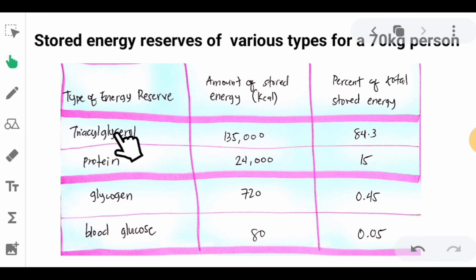That is why the triacylglycerol reserves would enable the average person to survive starvation for about 30 days given sufficient water, and the glycogen reserves of stored glucose would be depleted within 1 day. So that is all for triacylglycerol storage and mobilization.